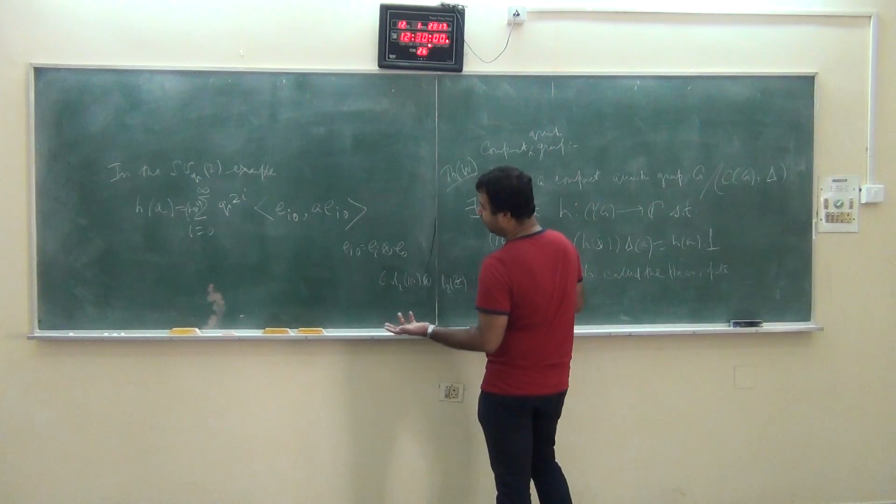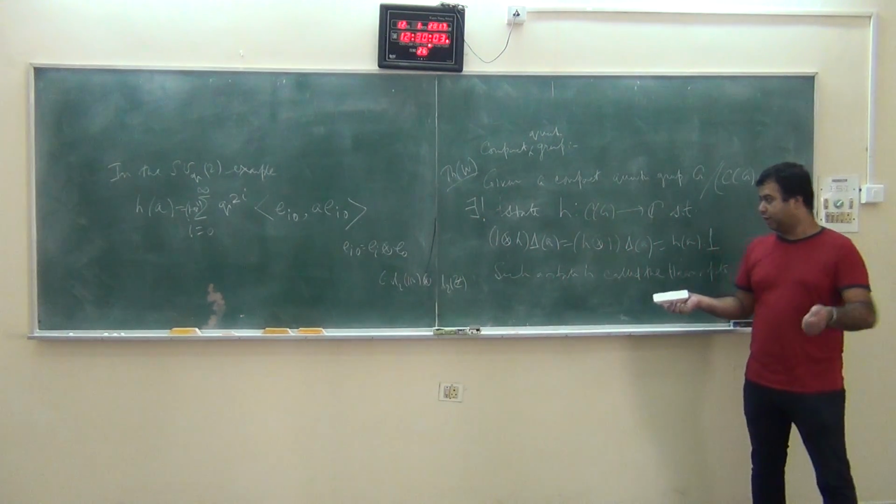In the C(G) case you already know, and in the C*(G) case also you have already seen, it is evaluation at the identity.